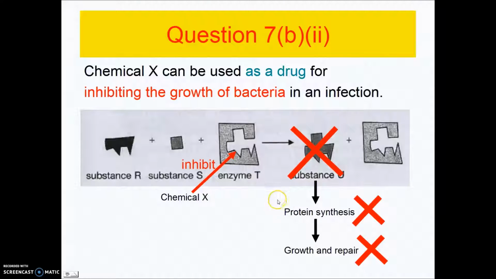So if enzyme T inside the bacteria is inhibited, there is no more substance U, no more protein. That's why chemical X can be used as a drug. No student mentioned that chemical X can be a drug, to inhibit and slow down the growth of the bacteria. And that is 7b2.